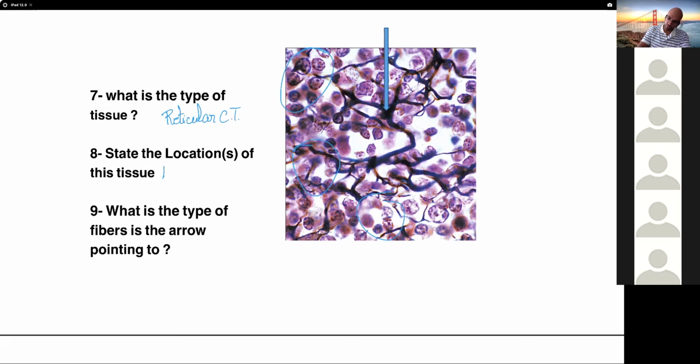Those are lymphoid organs. Remember, what is the type of the fibers on here? Short branching fibers, remember? Like a tree. Those are my reticular fibers.